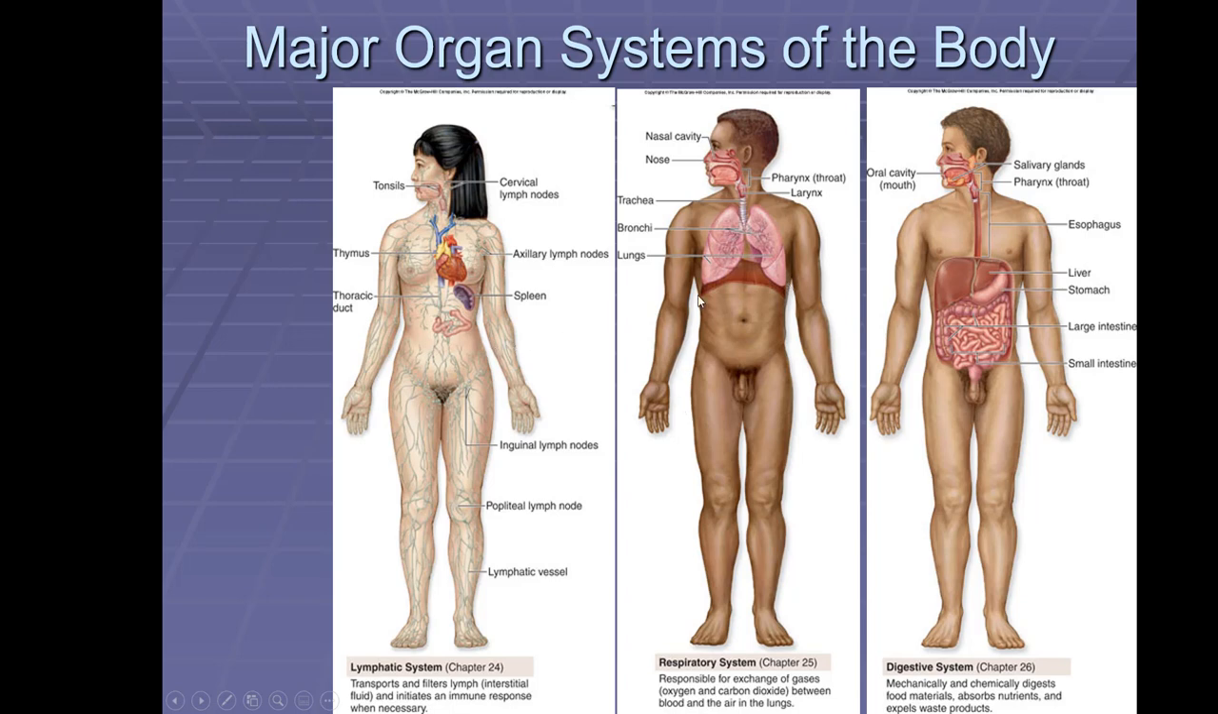The respiratory system consists of the lungs and the airways, and this is how we get oxygen into the body and exhale lots of carbon dioxide as a waste product. So gas exchange is a big function here, or breathing in general.